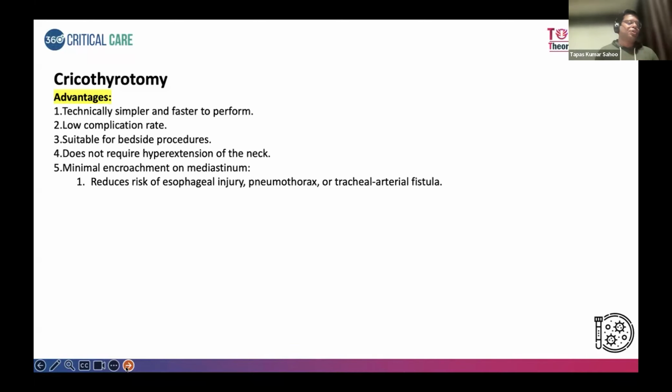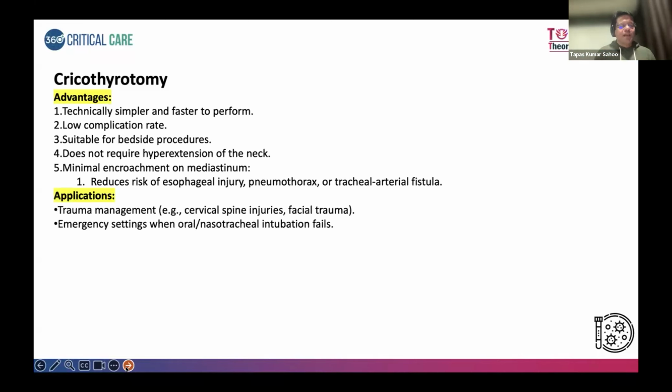Thank you very much. And just at the end, maybe instead of tracheostomy, you may get a question like cricothyrotomy, simple cricothyrotomy. So just one page about cricothyrotomy. The advantages we all know: technically simpler, faster, low complication rate, bedside procedure, doesn't require hyperextension of the neck, minimal encroachment on the mediastinum and the vasculature, and the esophageal injury will be less.